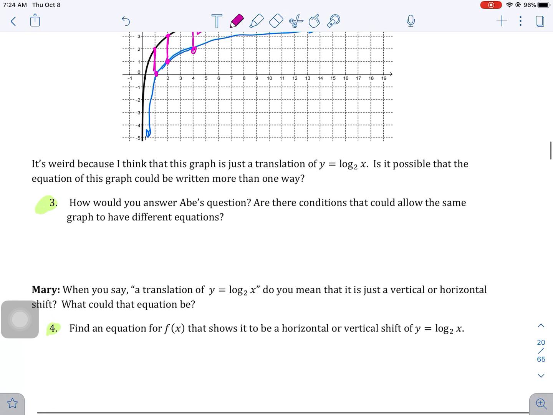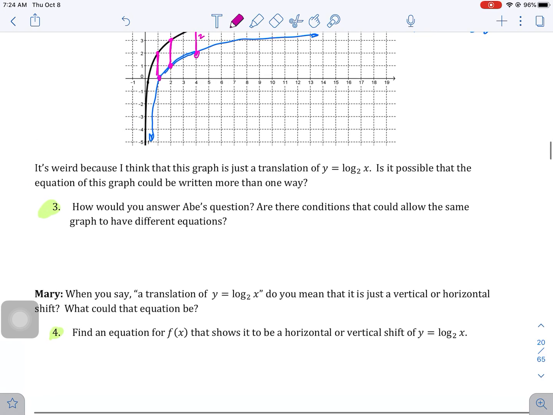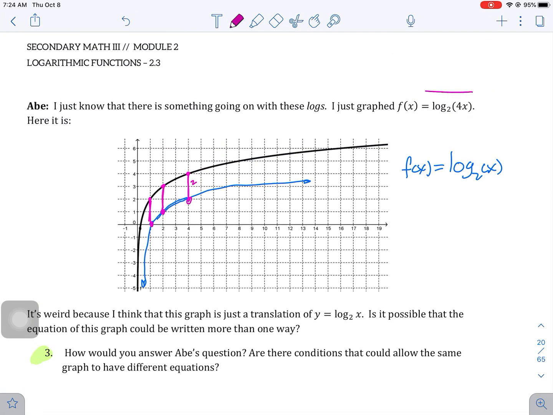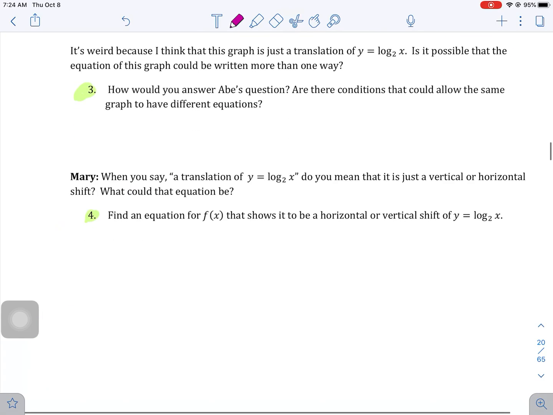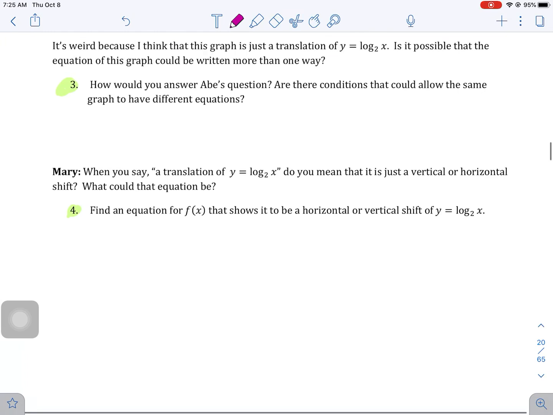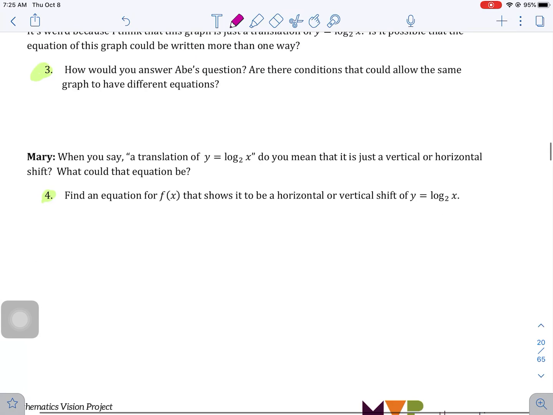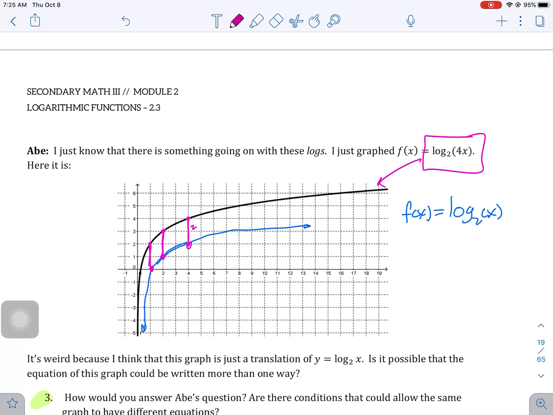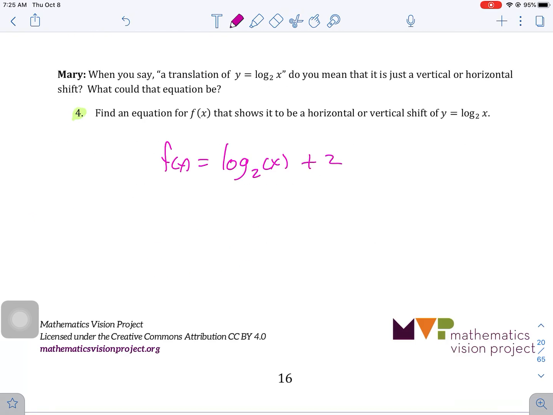So when we do this, how would you answer the question: is it possible the equation could be written in more than one way? So this is the way here. But we also know about vertical translation. So find an equation that shows the vertical shift. Well, we could do that. We could start with the parent, log base 2 of x, and then we notice it's a vertical translation of plus 2. So we could write it like this, and that would be accurate.